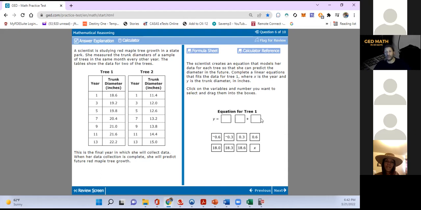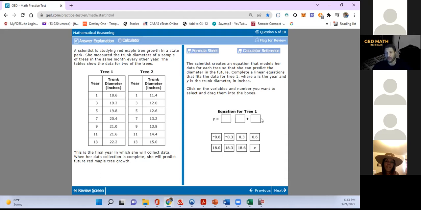Okay, so first of all, Mr. Tinsley, I don't know how to do this problem. This is hard. This is a lot of information. A scientist is studying red maple. What did Mr. Tinsley tell me? Read the question first. The scientist creates an equation that models her data for each tree so she can predict the diameter in the future. Complete a linear equation that fits the data for tree 1, where X is the year and Y is the trunk diameter. So they're telling you what X and Y are. Click on the variables and numbers you want to select and drag them to the boxes.